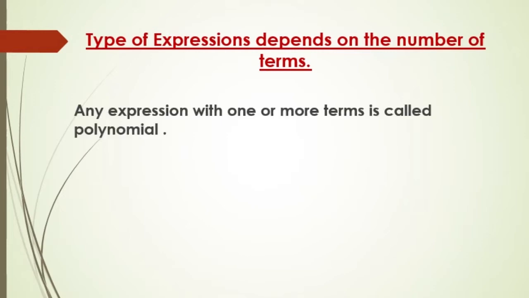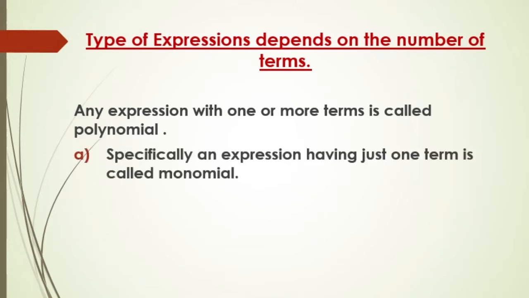We studied about the terms. We also studied about the types of expressions which depend on the number of terms. Now, the first thing which we have to understand is any expression with one or more terms is called a polynomial. But we have given names to some of them.